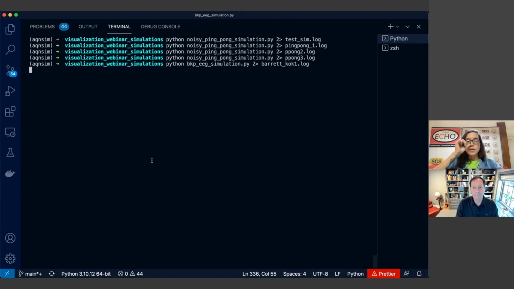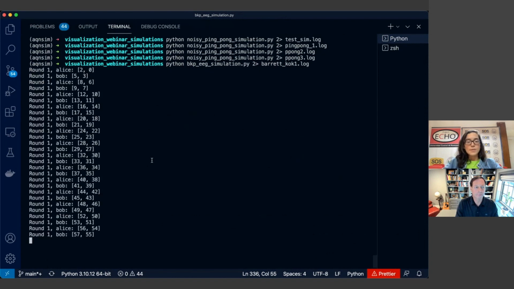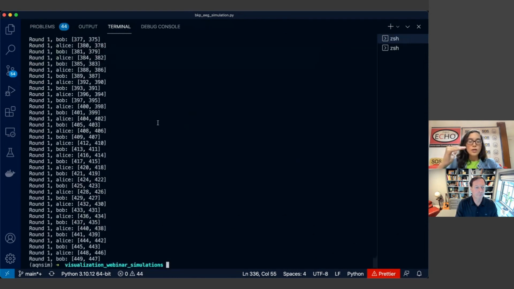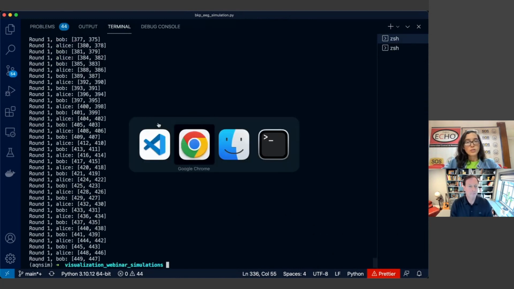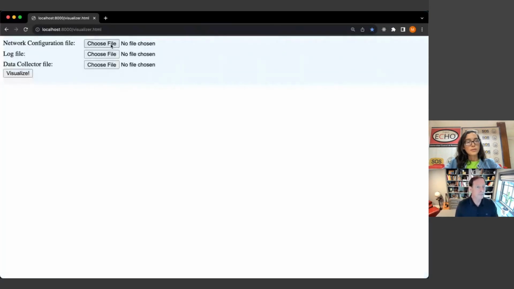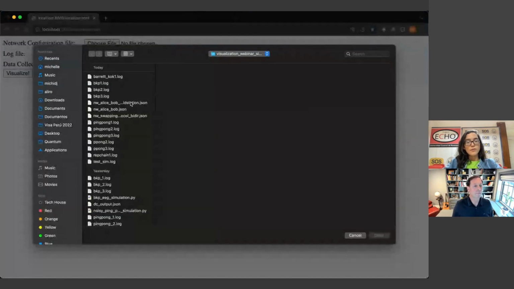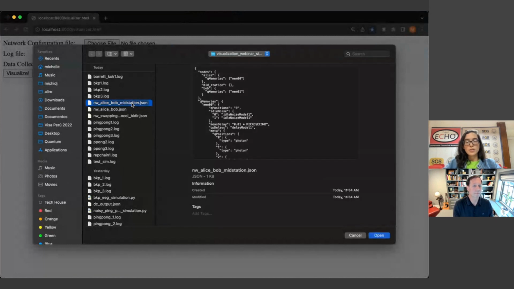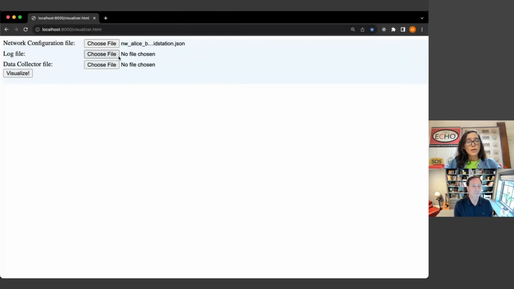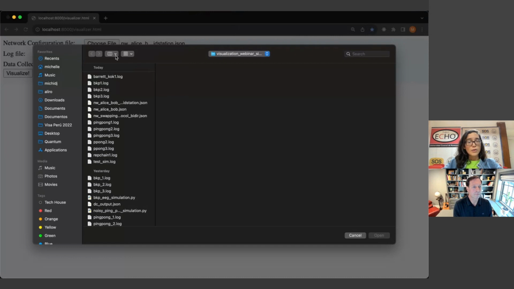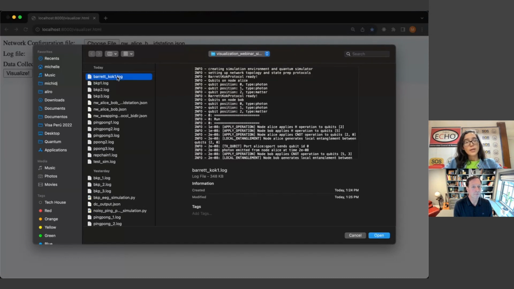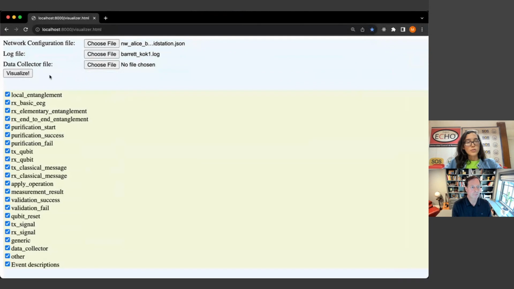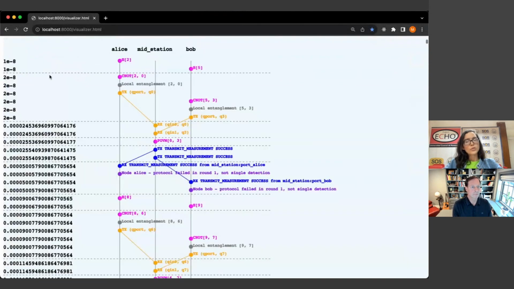Okay. So, same as before, our simulation is running. It has outputted a log file that we're going to use in the visualizer. So let's go again to our visualizer. We're going to give it a different configuration file because our network is different this time. We're going to be giving it our Barrett Coke 1.log file, and we're going to visualize the results. Okay. So we scroll down a little bit, see what happened.